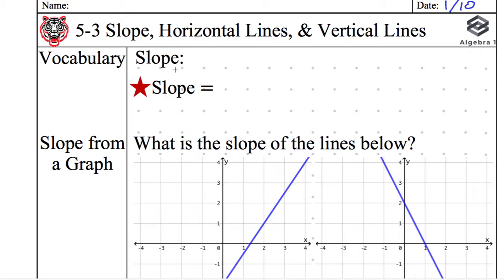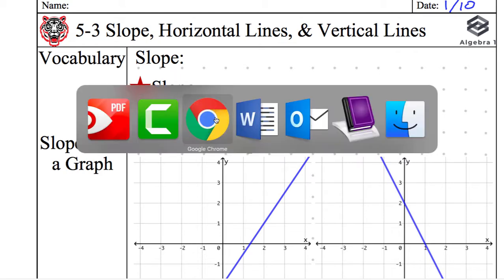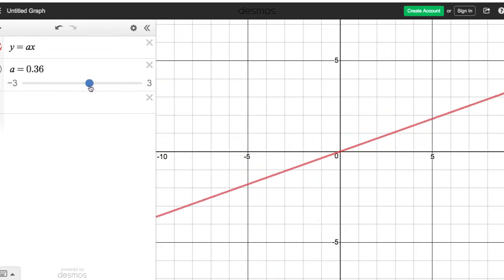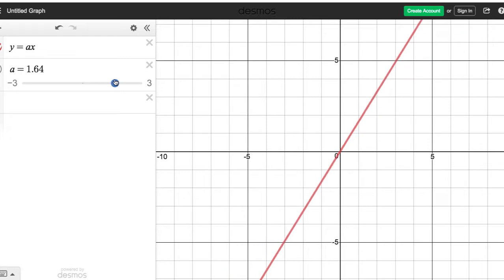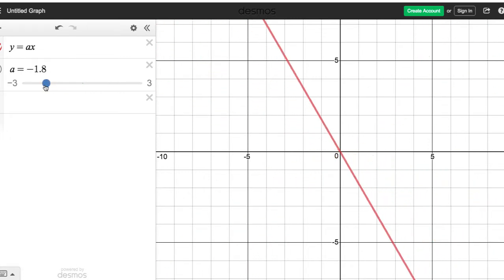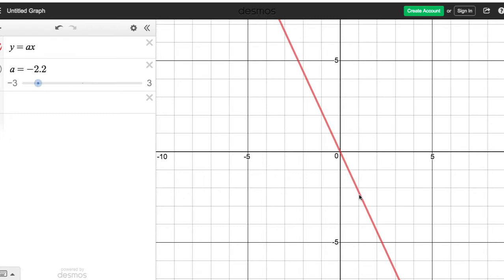So slope. What do I mean when I talk about slope? To help us out, I have this demonstration here. I have a graphed line. I can change the slope of the line. I can make it not very steep, or really steep, or I can make it negative, not so steep, negative, really, really steep. The steepness of this line is really the slope.